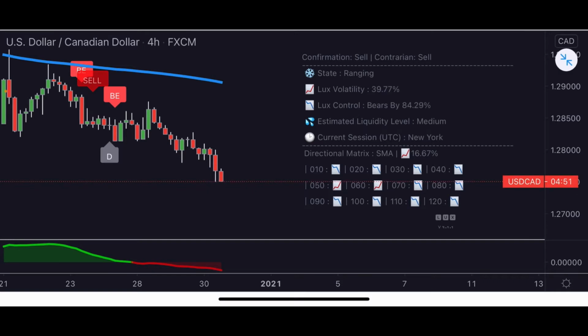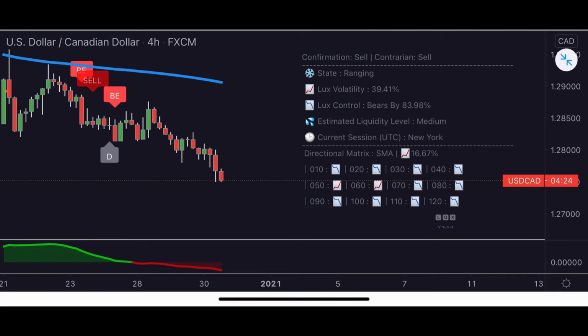So that's what you mean by the directional matrix, it's the simple moving average. The simple moving averages to the upside are only 16.67%. That is not good for the bulls. Basically the bears are in control, by 84.94%. It just switched right before me. And the volatility is at 39%, and the liquidity is at medium level.